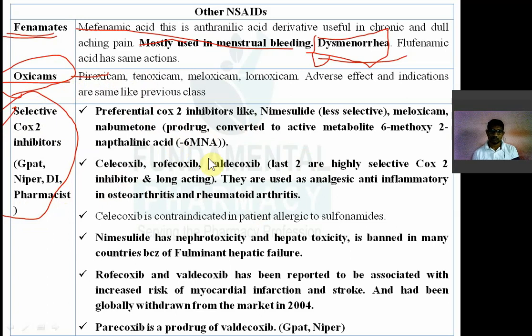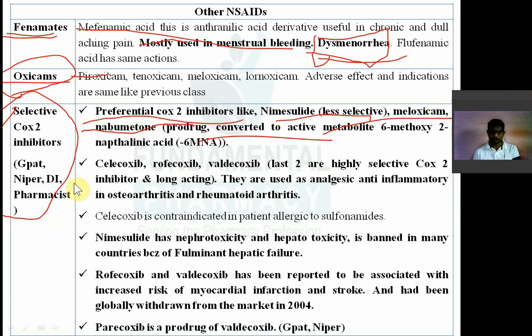With that, we'll see what the preferential COX-2 inhibitors are. Preferential COX-2 inhibitors will inhibit COX-2 more than COX-1. For example, nimesulide, meloxicam, nabumetone. So out of this, nabumetone is a prodrug. It is converted into an active metabolite known as 6-methoxy-2-naphthylacetic acid. Remember, it is a metabolite of your nabumetone.